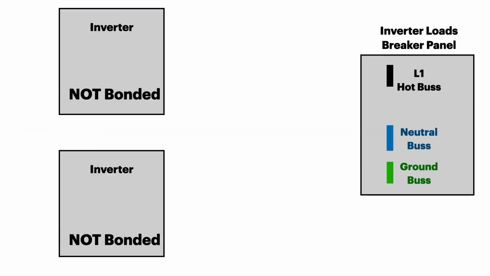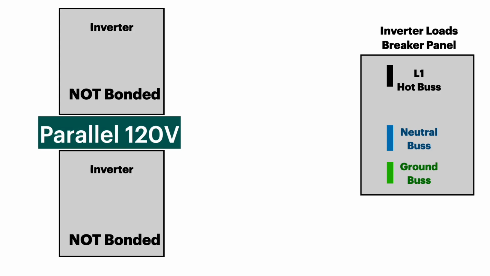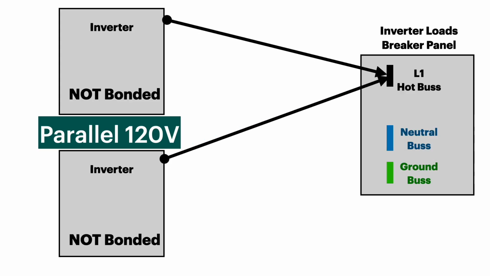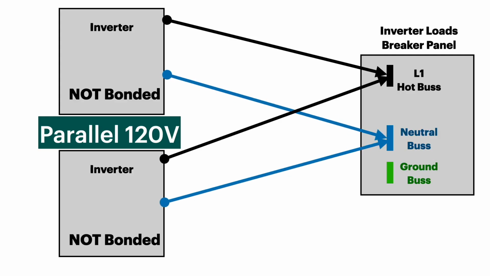A great use of these inverters that are not bonded is to use them when you want to stack multiple inverters. And in this case, we're going to put them in parallel mode at 120 volts. We're also assuming that there's no AC input coming into these inverters. We hook line 1 to our breaker panel, and this is a separate breaker panel. It's not tied to your house wiring. We also hook up the 2 neutrals to the neutral bus in the breaker panel.